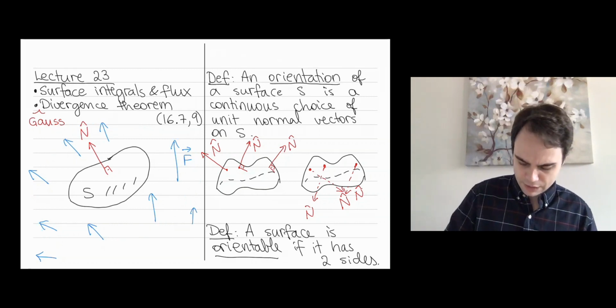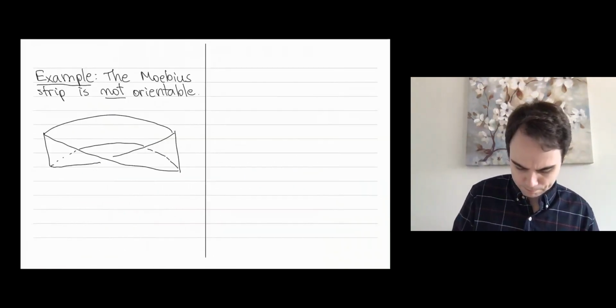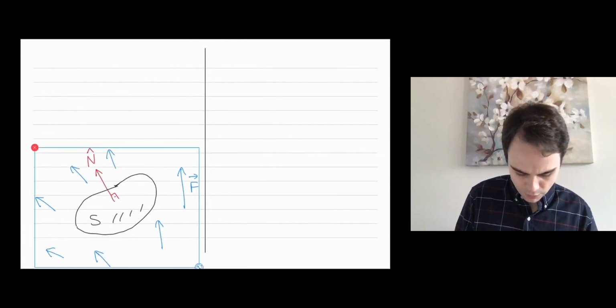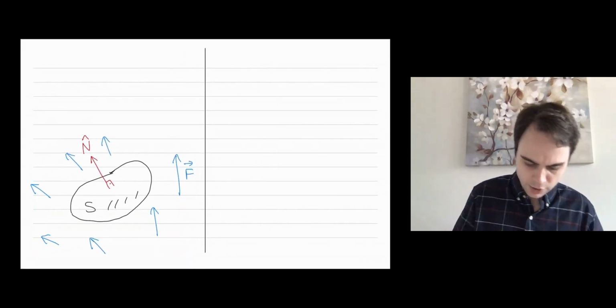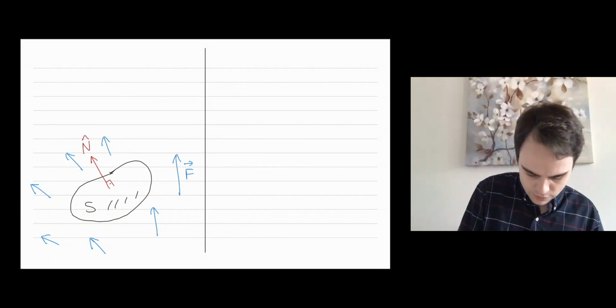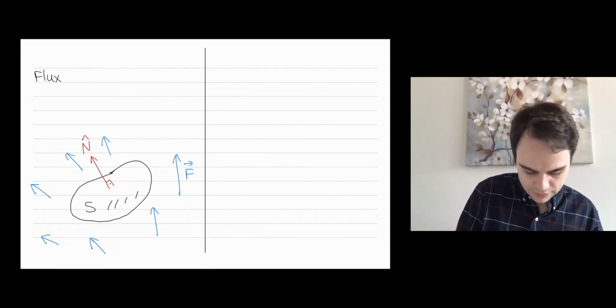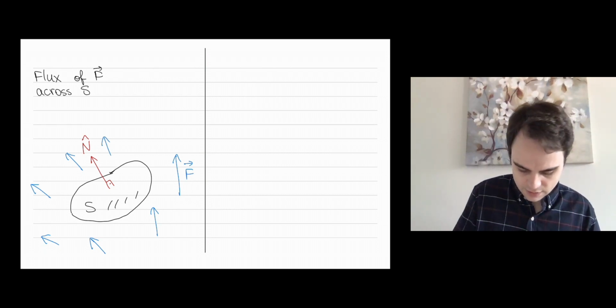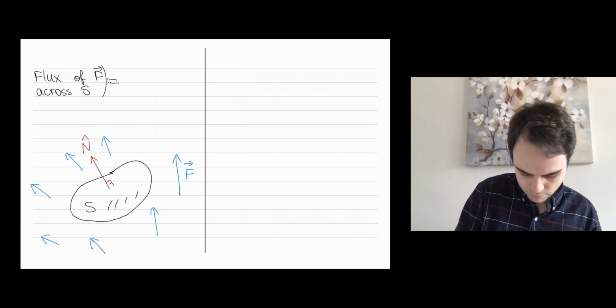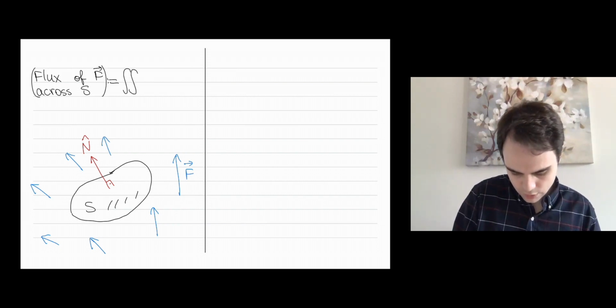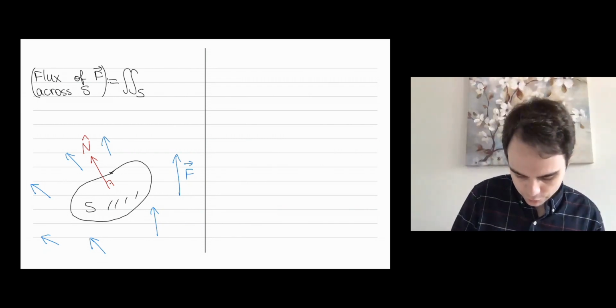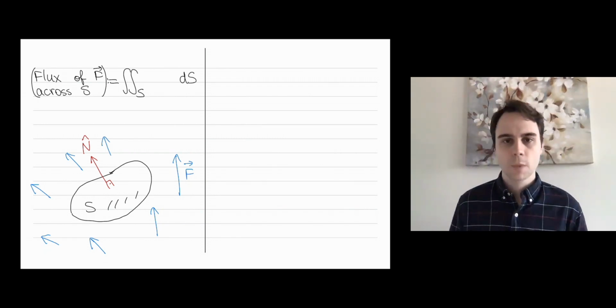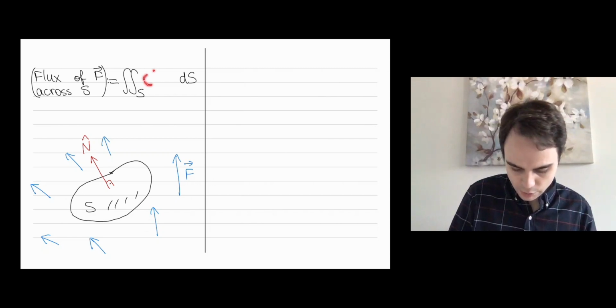Let me just tell you what flux is with this definition, this terminology out of the way. So the flux of the vector field F across the oriented surface S is by definition the double integral over that surface of a certain function with respect to dS. Right? And here I'm going to tell you a function.